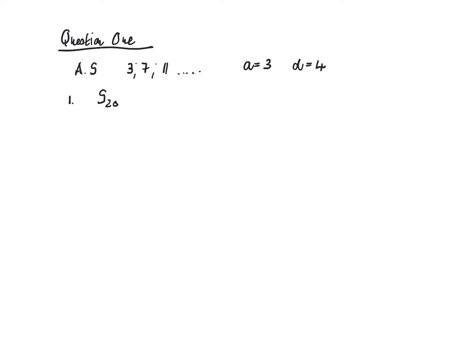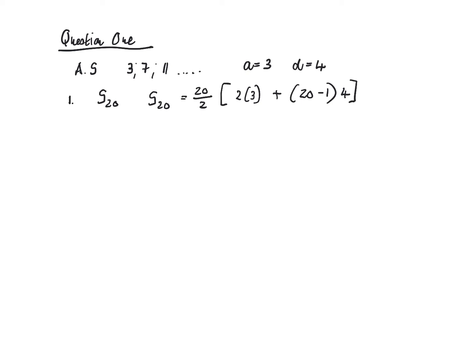So for the sum, I go and look on my cheat sheet and I find my sum formula. And my sum formula is: sum to 20 is equal to 20 over 2, times 2a plus (20 minus 1) times d.